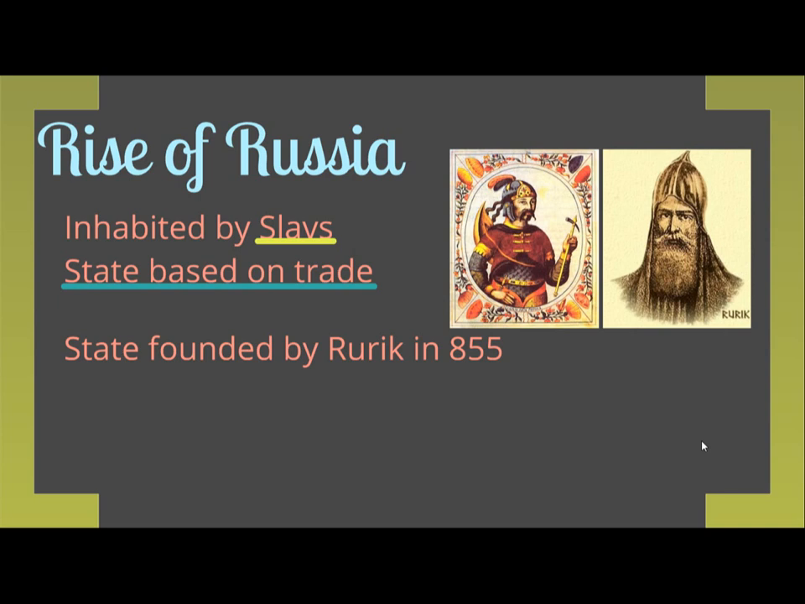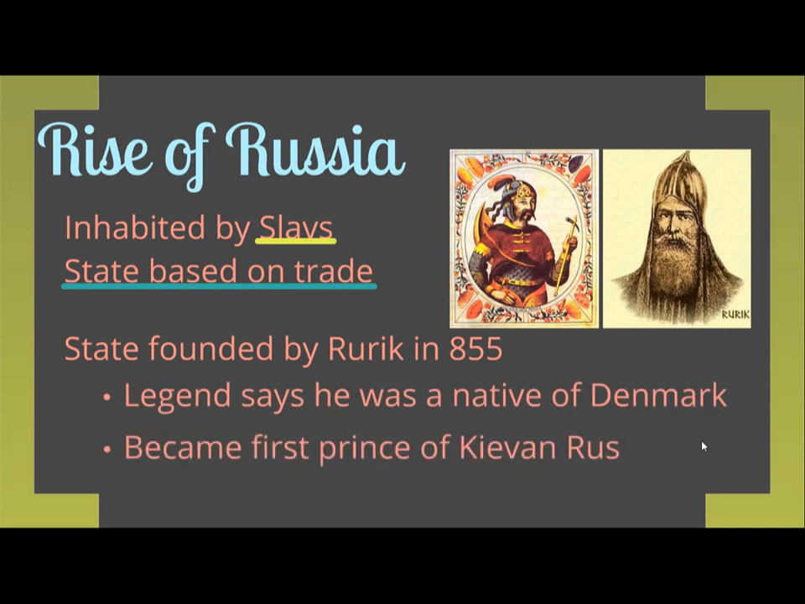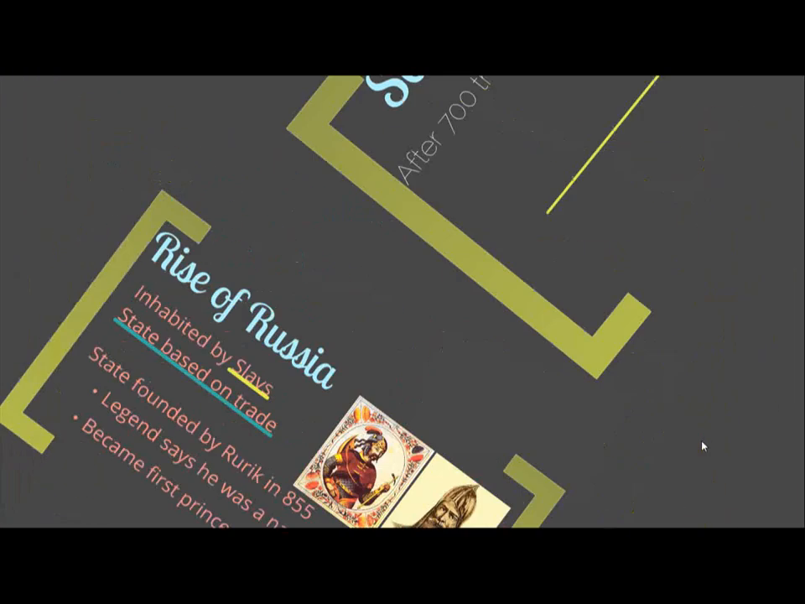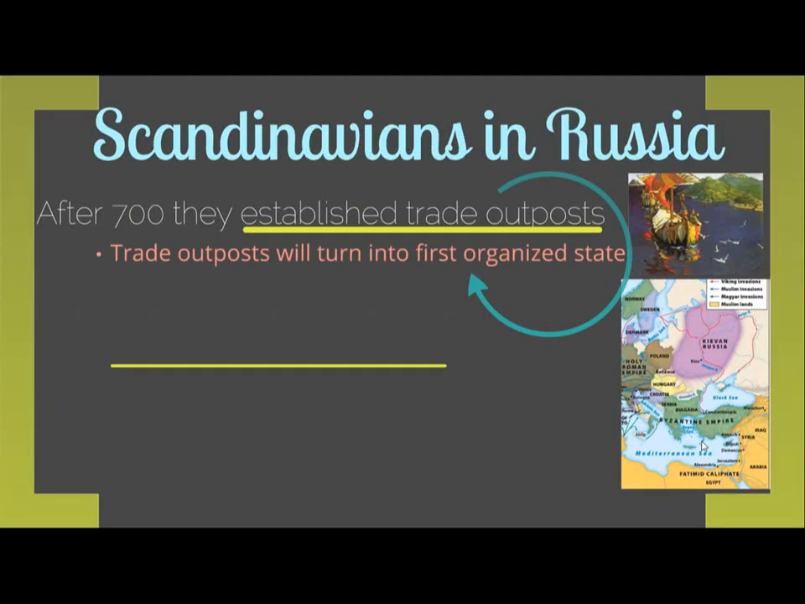So it's inhabited by the Slavs, Slavic people, and their state was based off of trade. The state was founded by Rurik in 855, and legend says that he was a native of Denmark. He became the first prince of the Kievan Rus. So Scandinavians in Russia, after around 700, are going to establish trade outposts. Trade outposts will turn into the first organized state.